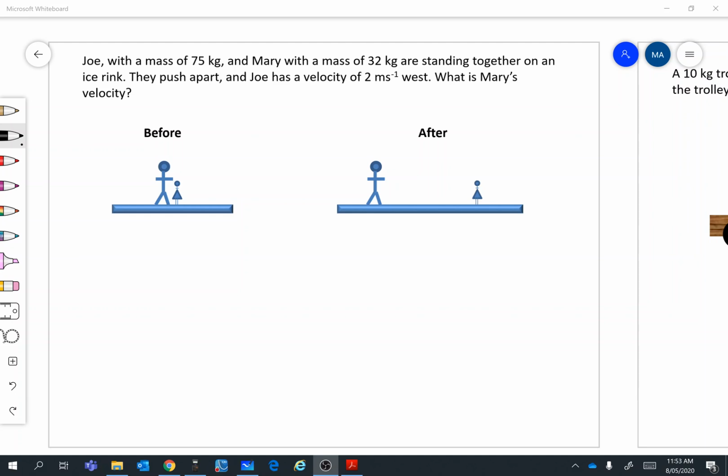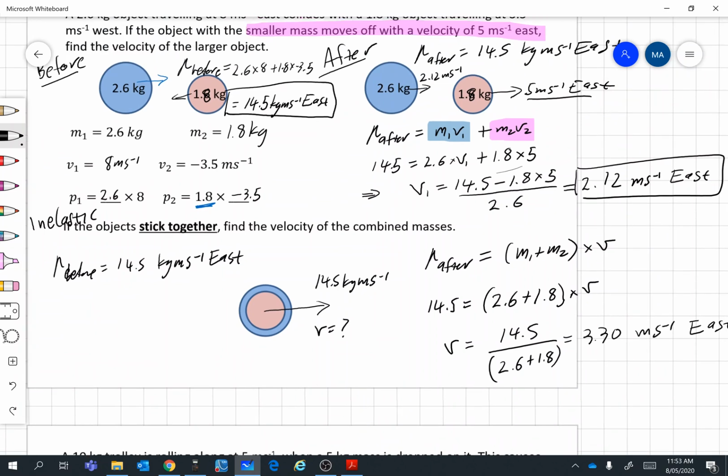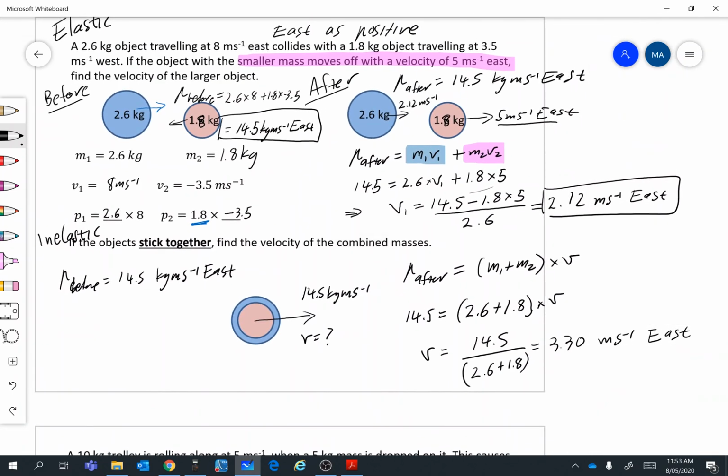Hi again, science students. We're going to continue our discussion of conservation of momentum in this video. In the previous video, there were a couple of examples. We did these ones here where we were looking at collision type situations. We had an elastic collision up the top where the two objects bounce off one another, and an inelastic collision down below where the objects stick together.